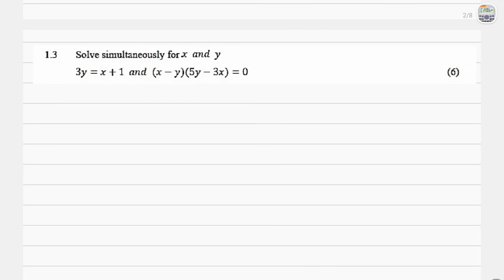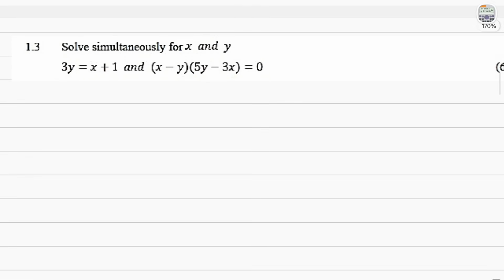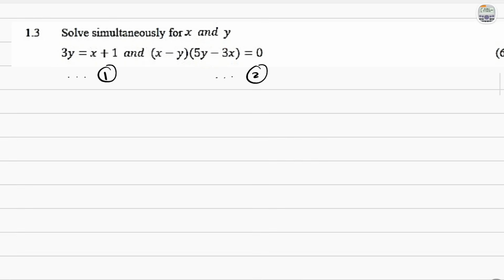Question 1.3 says, solve simultaneously for x and y. So this is a simultaneous equation and we need to solve. First, spot the linear equation, because you can easily make something the subject there if, of course, you have a variable that has a coefficient of 1. Do you see that here we can make x the subject? So we can go ahead and call this equation number 1. This, by default, is equation number 2, and we will form equation number 3 by making x the subject.